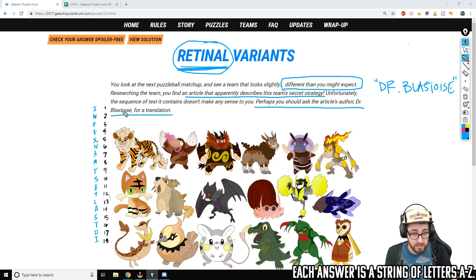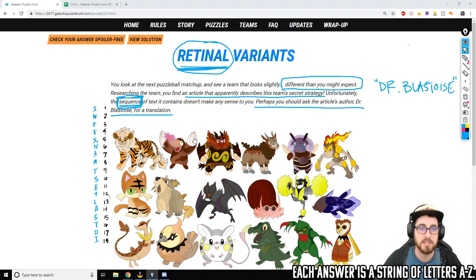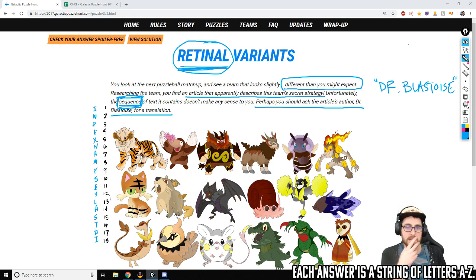This sequence. For a translation, are you thinking sequence? We already kind of mentioned, we were talking about sequence, weren't we? We're talking about sequence as potentially something relating to maybe DNA, maybe something to that effect. Dr. Blastoise is just such a weird thing to throw out there.